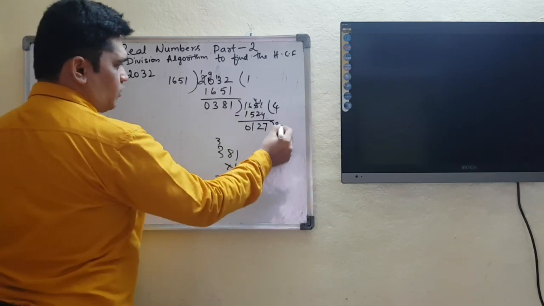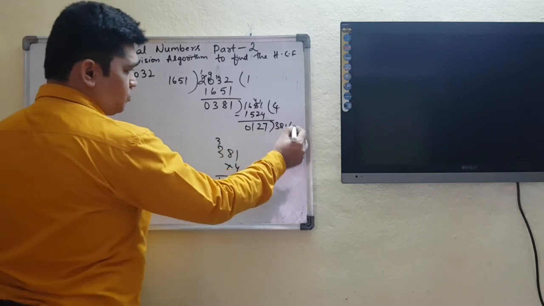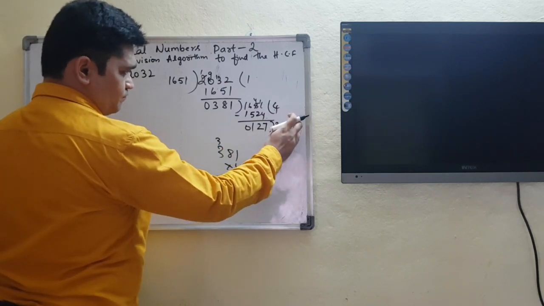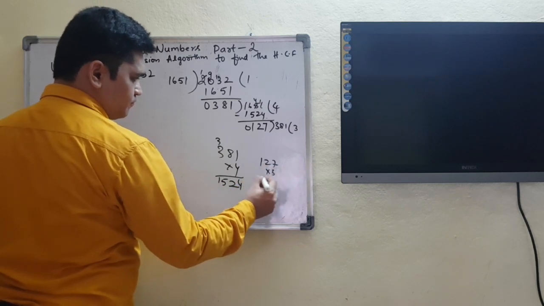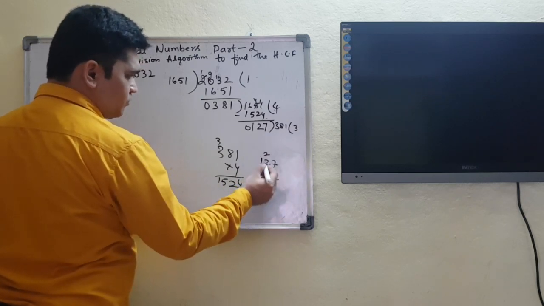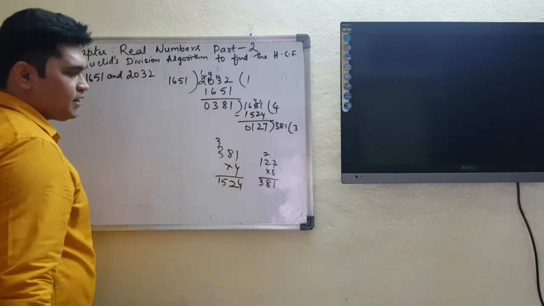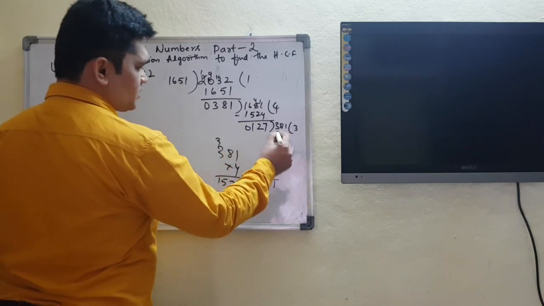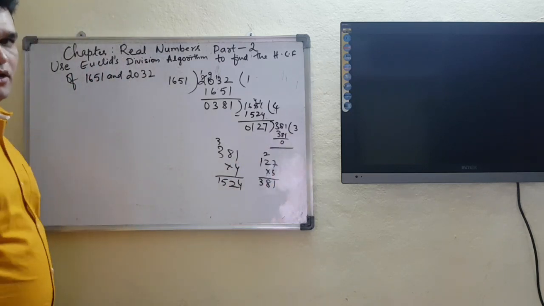Again 381 as dividend, 127 into 3. What will be 127 into 3? 7 threes are 21, 3 twos are 6, 7, 8, 3 ones are 3. So you got exactly nearby. So 127 into 3 is nothing but 381. You got remainder 0.